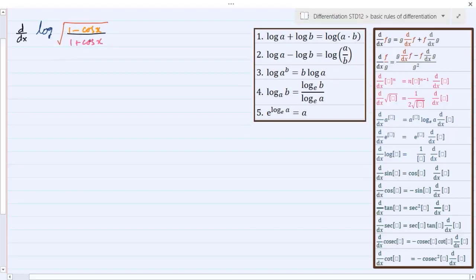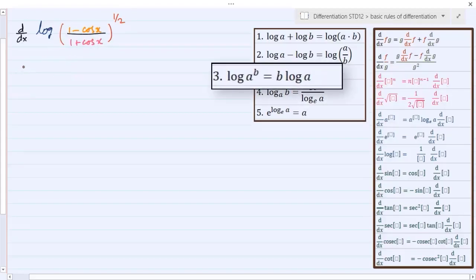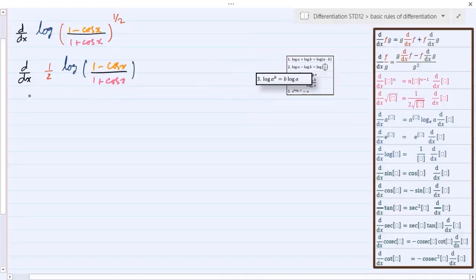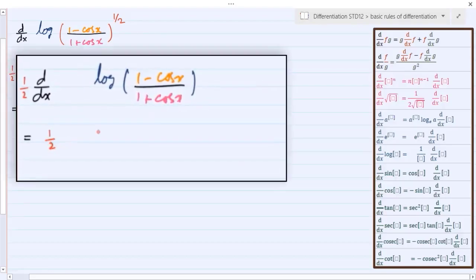This log under root of (1 minus cos x) upon (1 plus cos x) can be rewritten as ((1 minus cos x) upon (1 plus cos x)) raised to 1 by 2, right? And according to the property of log, this 1 by 2 will come into the multiplication of log. So here we'll get 1 by 2 log of (1 minus cos x) upon (1 plus cos x). So now this 1 by 2 is the constant term. We don't have to worry about it. We can take it outside. Using the property, we reduce one combination of function, which will reduce our efforts. So this 1 by 2 will be as it is.